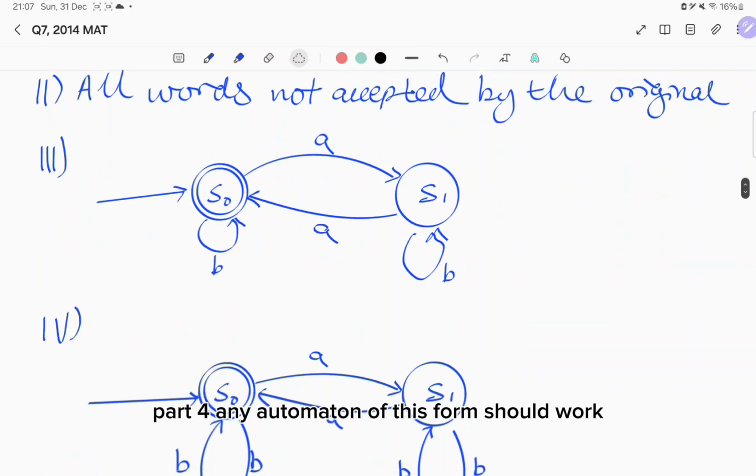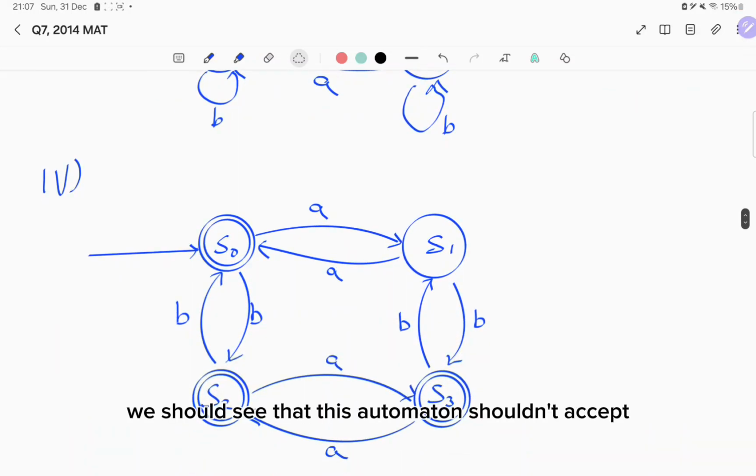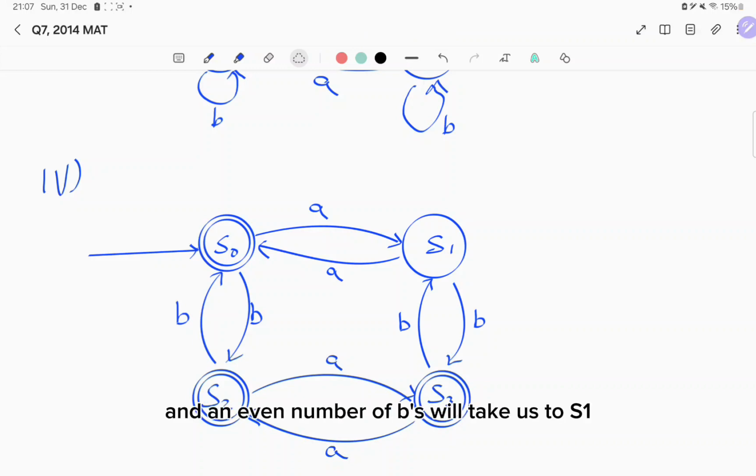Part 4. Any automaton of this form should work. Using De Morgan's laws, we should see that this automaton shouldn't accept things with an odd number of A's and an even number of B's. This, of course, is precisely what it does not accept. An odd number of A's and an even number of B's will take you to S1. Therefore, this automaton is one of many possible correct answers to part 4.